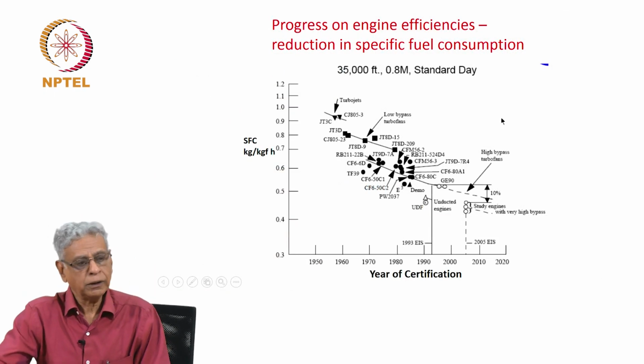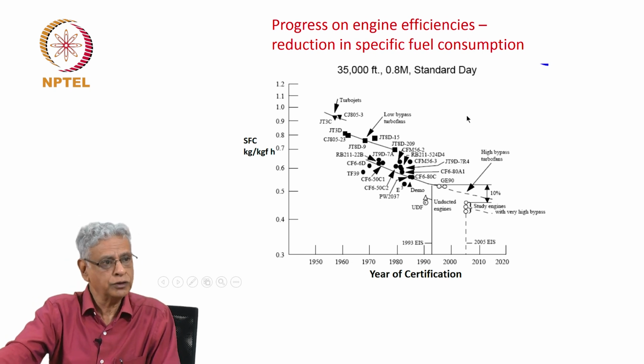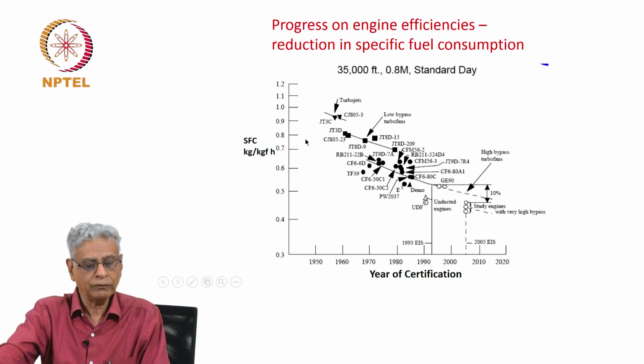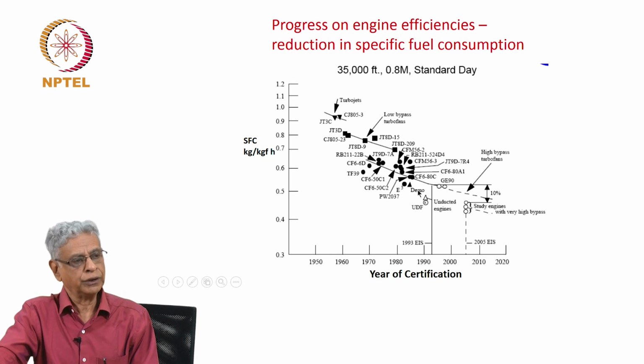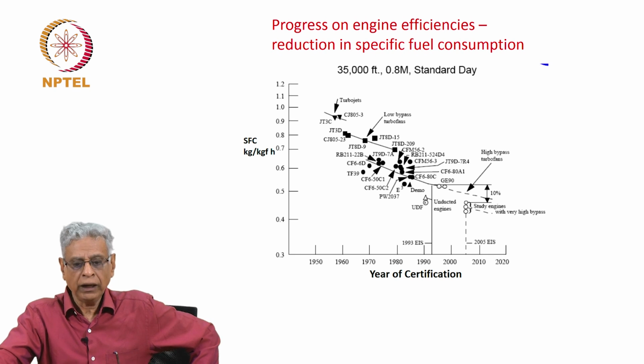If you just look at the progress in engine efficiencies, look at the reduction in specific fuel consumption over the years, you will see that you are looking at something like 0.9 for turbojets. Then low bypass ratio turbofans have typically around 0.7 to 0.8. Then as you go to higher bypass ratios, the SFC has come down to anywhere between 0.5 and 0.6, and over time you see substantial reductions in the specific fuel consumption.